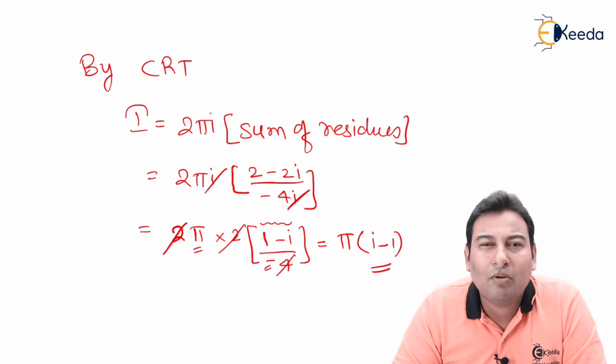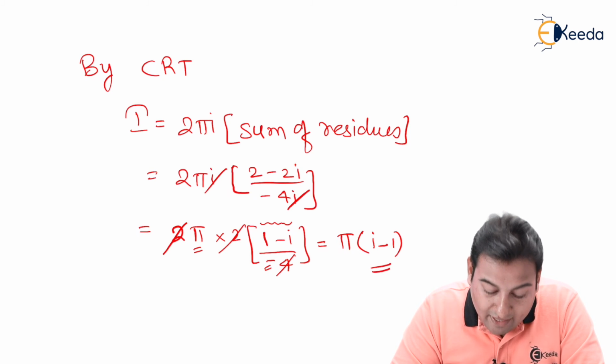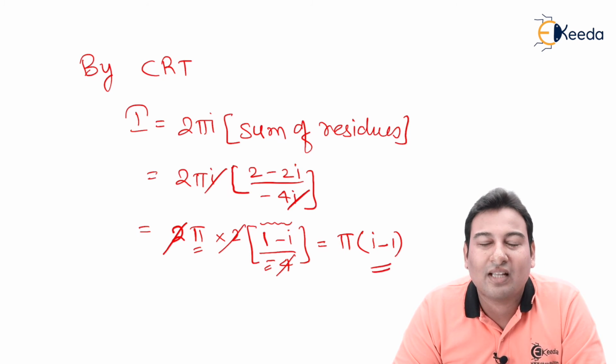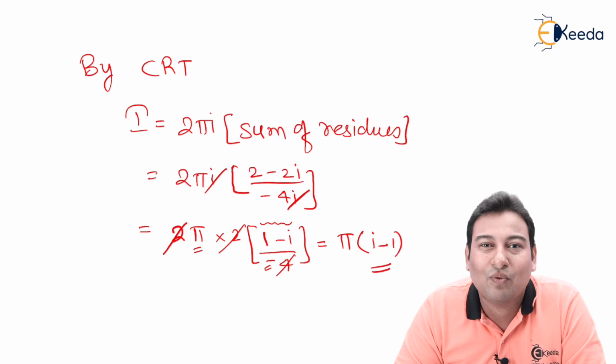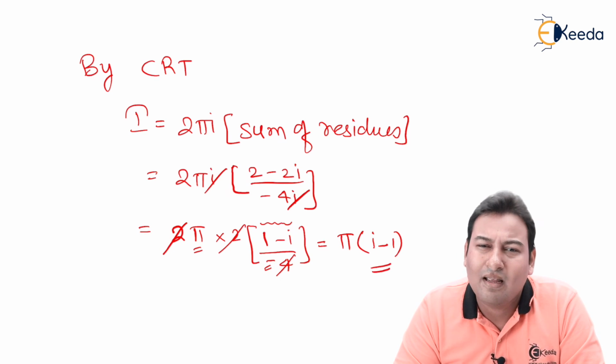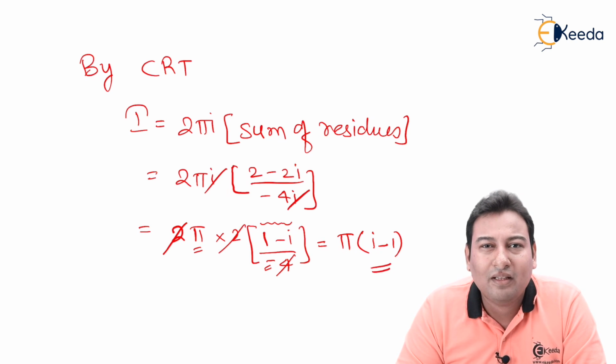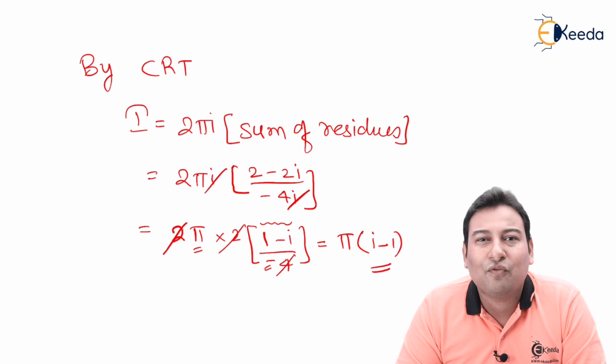If you remember the problem that we solved using Cauchy integral theorem, there the result was pi times 1 plus i, because there was a slight difference in the problem. The given region here is z plus 1 plus i and there it was z plus 1 minus i. So a slight difference is there, but yes, you can solve the problem by using both the methods. So we're done with the third problem. Thank you very much for watching this video.